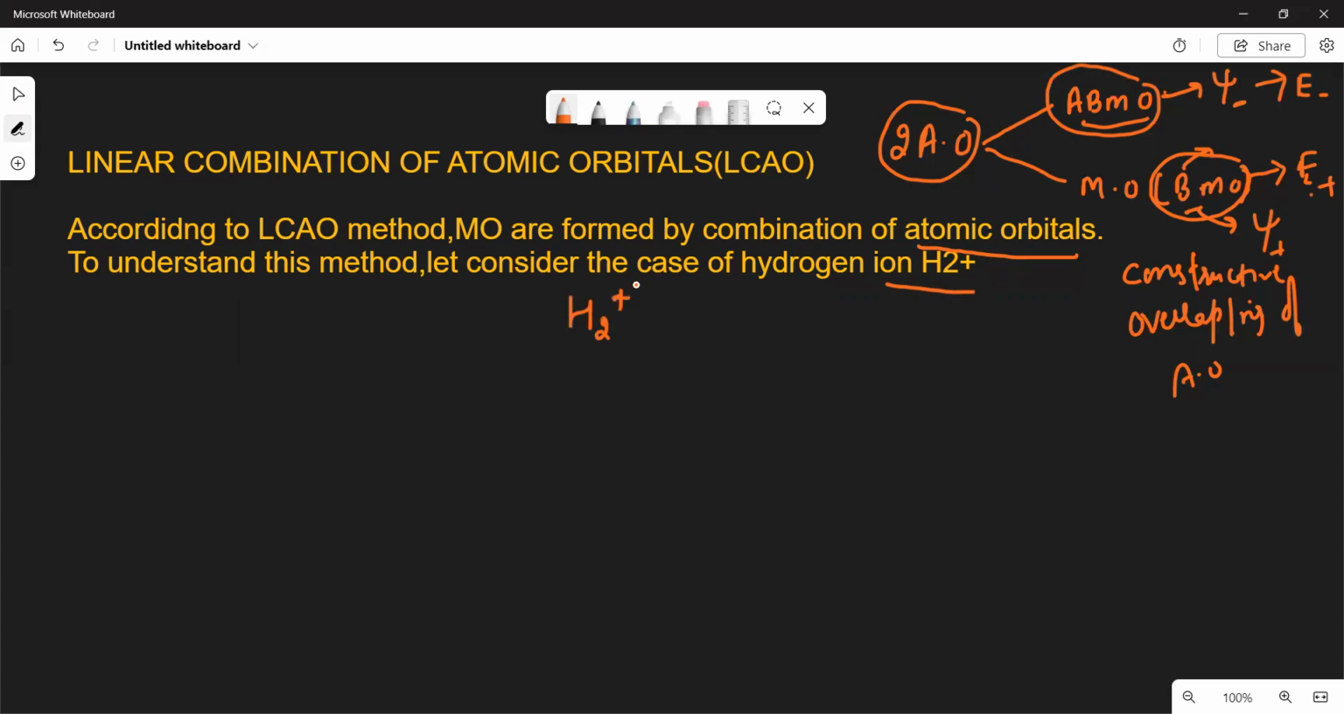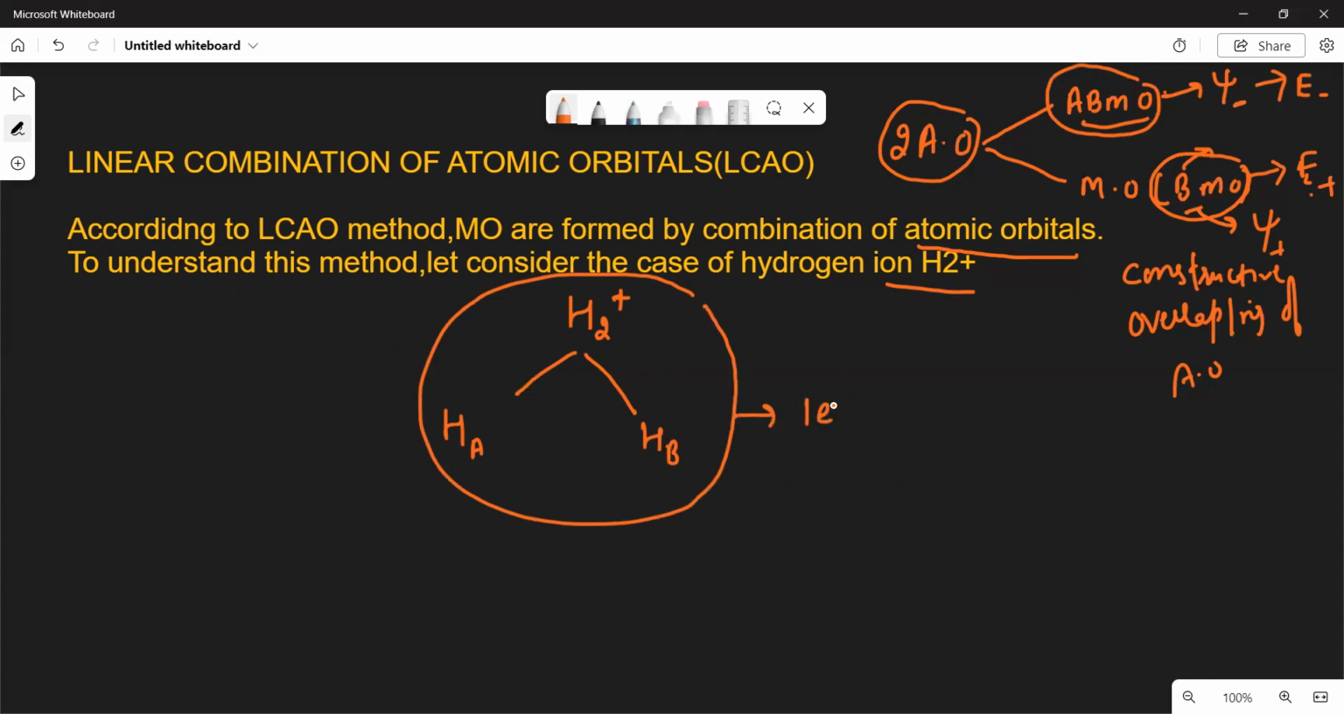Here we have two nuclei. Let's suppose the first nucleus of a hydrogen atom is represented by HA, and HB represents the second nucleus. And here we have only one electron. This system has only one electron, and this electron is considered to be moving in the molecular orbital of H2 plus, under the influence of two nuclei.